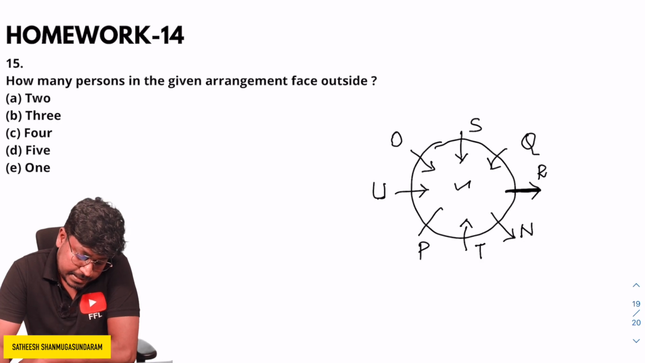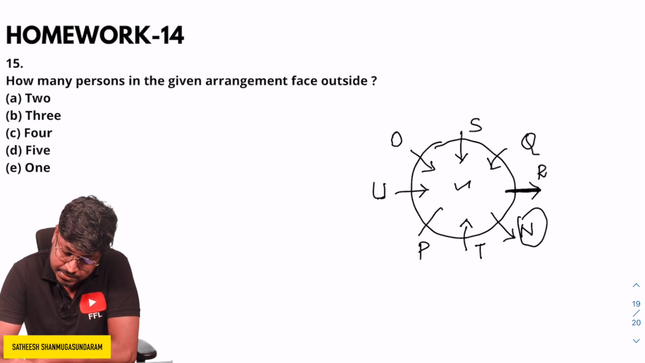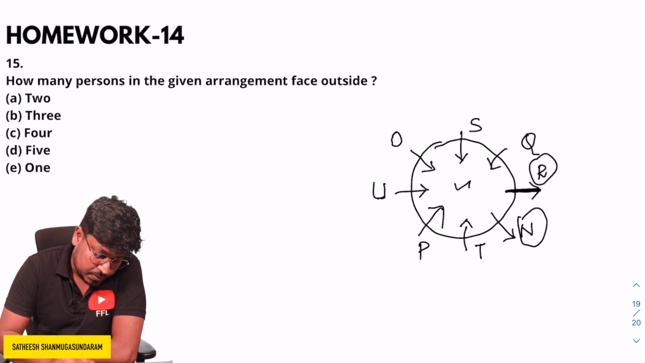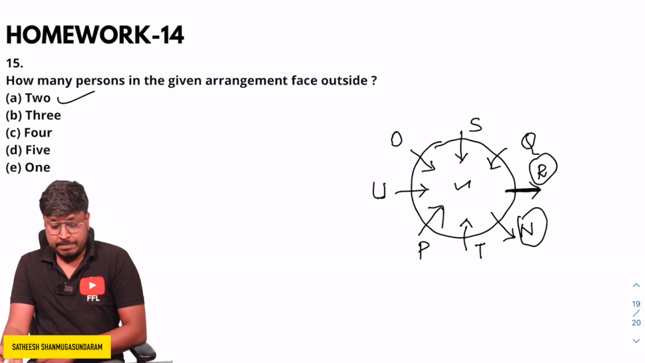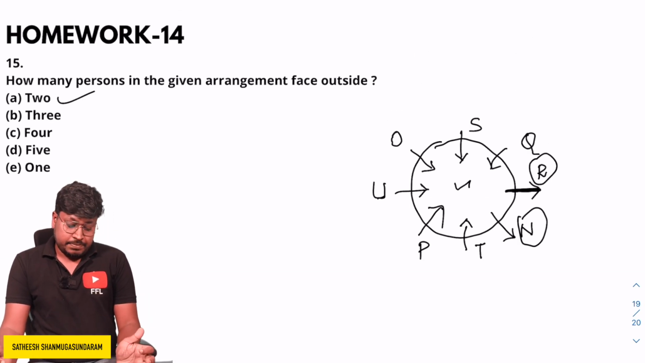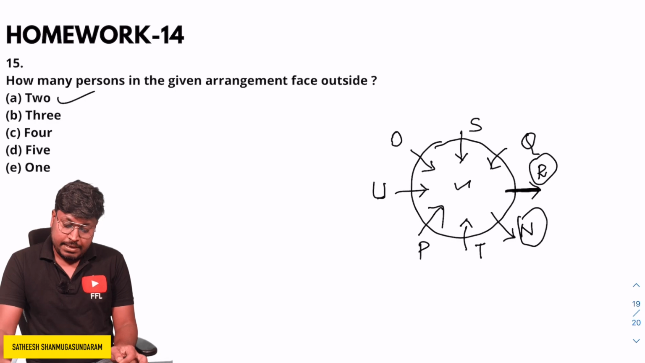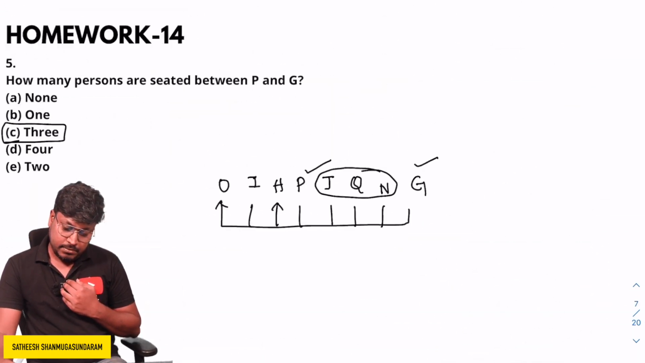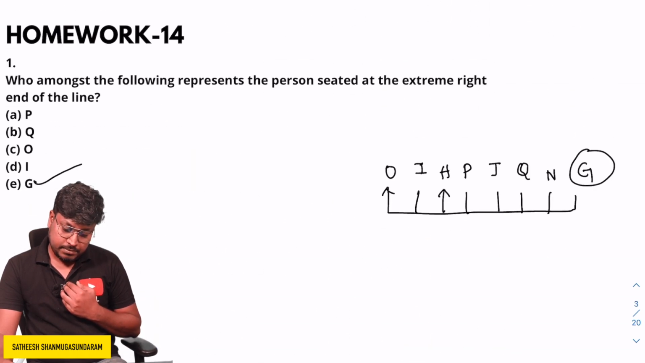How many persons in the given arrangement are facing outside? The person N is facing outside, R is facing outside, and all the remaining persons are facing inside. So 2. So that's it, right? So friends, this homework 14 seems to be very easy, right? You can get 15 out of 15.